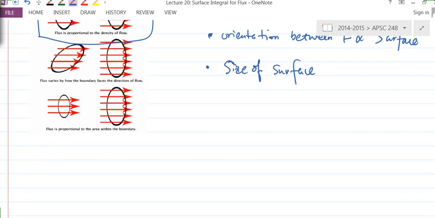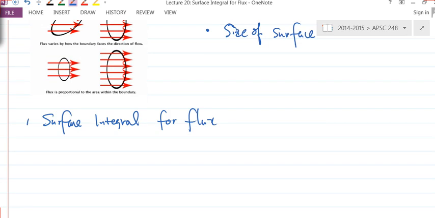Any questions? Good. So this is what we're going to talk about today, surface integral for flux. Basically, the results of the calculation of the surface integral give us the flux.